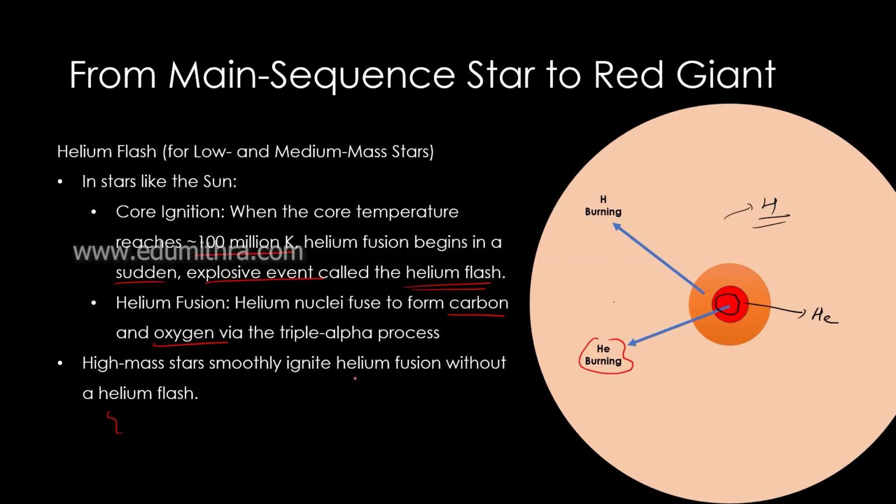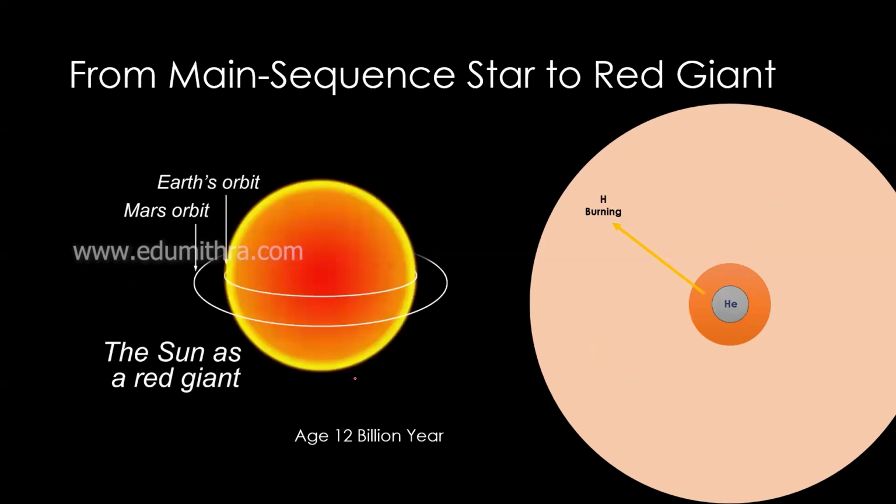Now, even at this stage, the star looks like a giant itself. At that stage, it's so big that you can see its age: when the sun reaches an age of 12 billion years, it will be approximately the size of the Earth's orbit. No, sorry, the sun. You can see the sun becomes near the Earth's orbit.